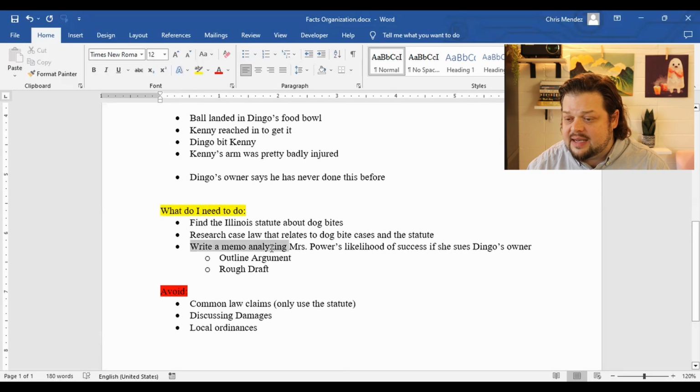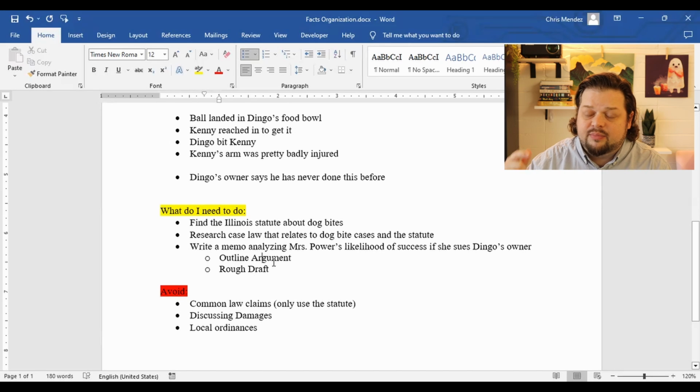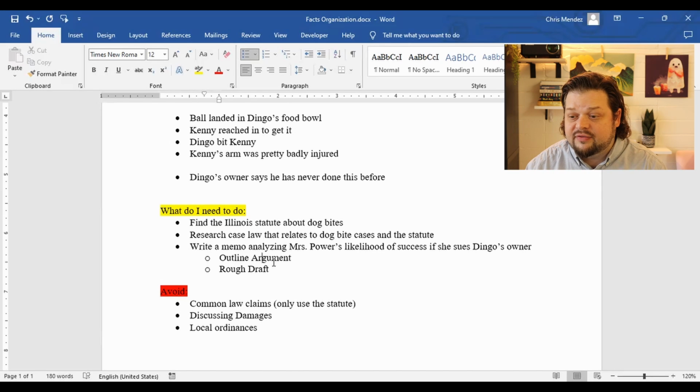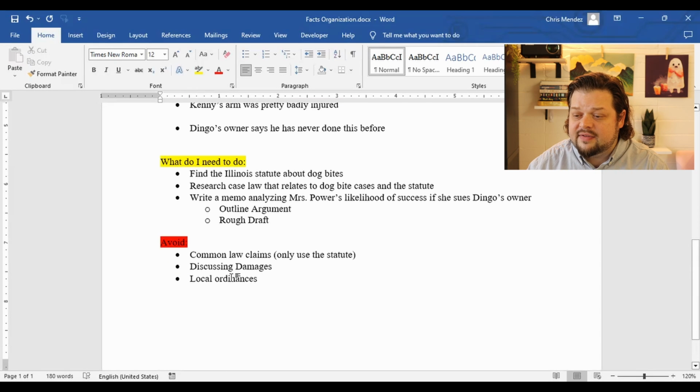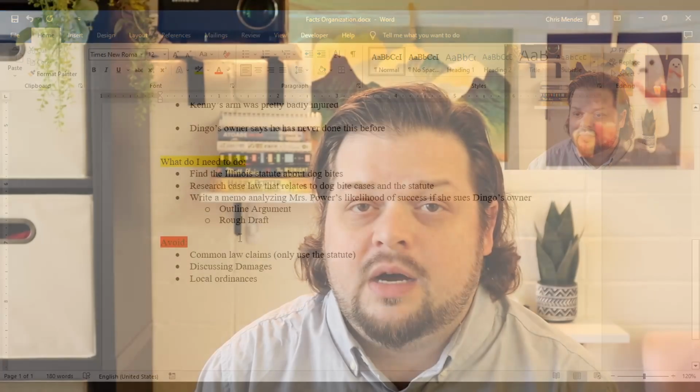And then our next steps are going to be to write this memo. We're going to need to outline everything, and we're going to have to submit a rough draft before our due date of October 1st. And finally, I just have here some things to avoid that the prompt told us, certain aspects of the law we don't need to worry about. All right, that's about it for step 1. We've read our case file to understand the facts. We've looked at the prompt so we understand where we're going, and we've made a little document to organize everything.